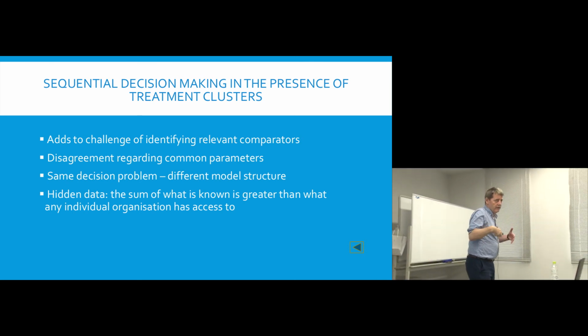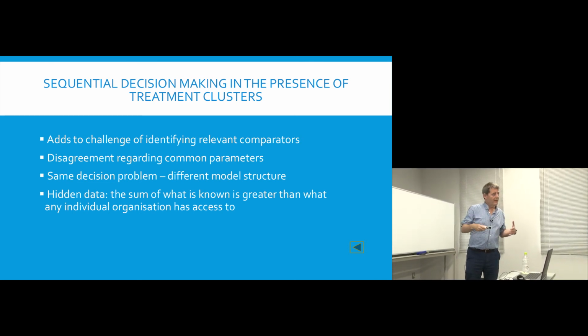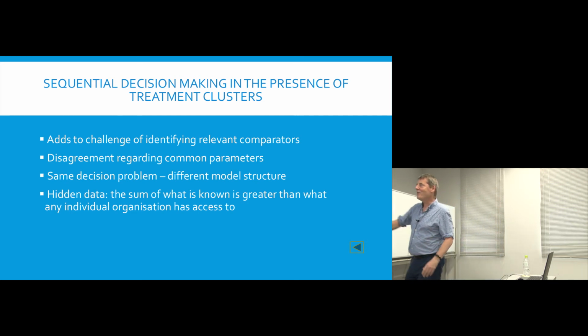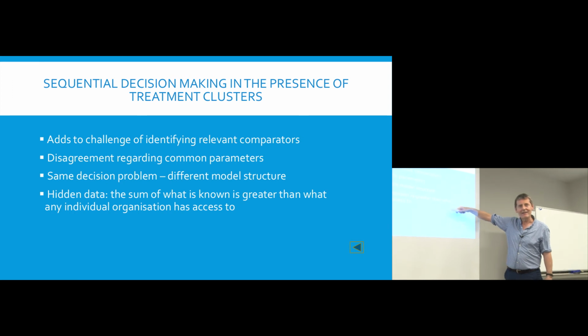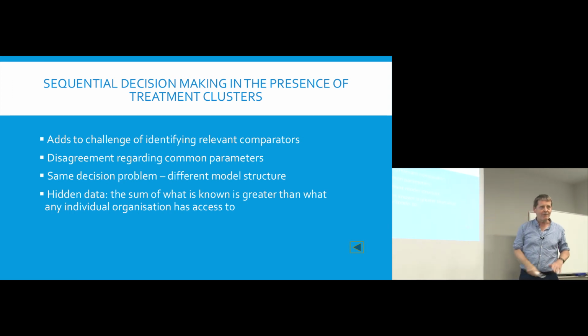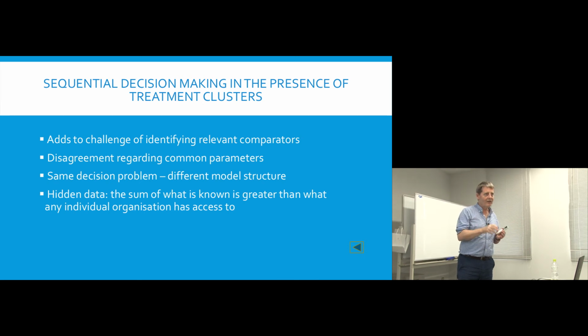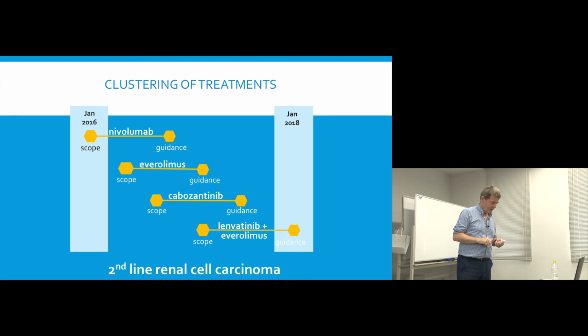They're all looking at the same decision problem. This was an example of second-line metastatic renal cell carcinoma. Frequently, they've got different model structures. And again, that makes comparison harder. And then, in some ways, the saddest element is this hidden data. The sum of what we know about these drugs is much greater than what any single appraisal knows about the drugs.